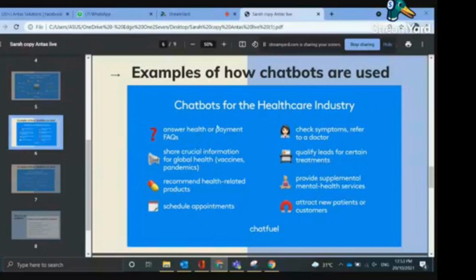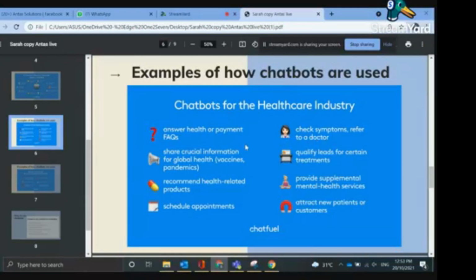So for the healthcare industry, you could answer health problems and recommend health-related products. You could schedule appointments, and we see this a lot. There are a lot of new healthcare apps where you could schedule a talk with a doctor on the spot, to schedule an appointment in person or just virtually. We see this a lot being used now. This is really big. Qualify patients for certain treatments, check symptoms, refer to a doctor.